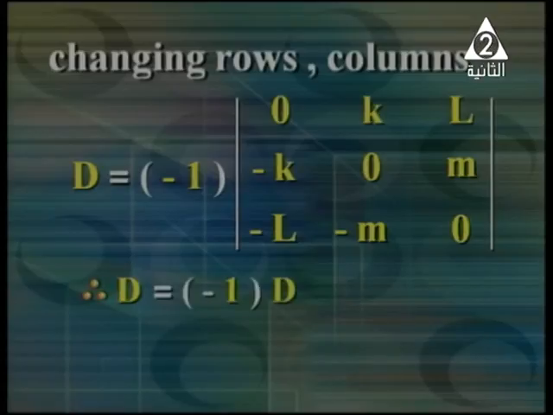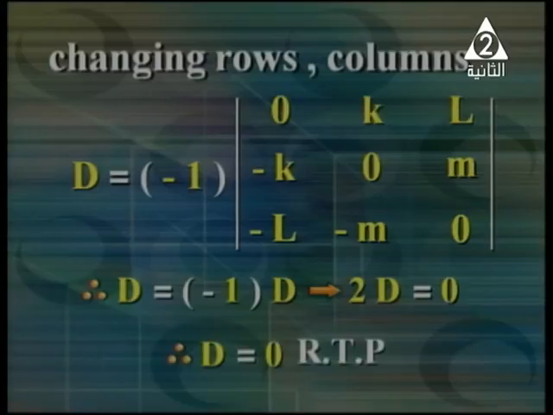What do we deduce? The right hand side is the determinant D. Then D equals negative D. By collecting like terms, we find 2D equals 0. Then we deduce that D equals 0, equal to the right hand side.